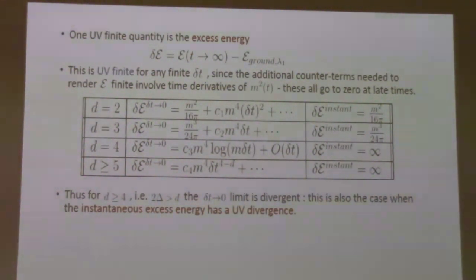If you go to higher dimensions, you start encountering situations where in the delta t going to zero limit, this object actually diverges. For d equal to 4, it diverges as a log. For d greater than or equal to 5, it diverges as some power. Those are exactly those scaling laws, delta t raised to the power d minus 2 delta, which I derived. And if you perform the same computation in an instantaneous quench for this theory, you get an infinite answer from a UV divergence. So everything seems to agree.